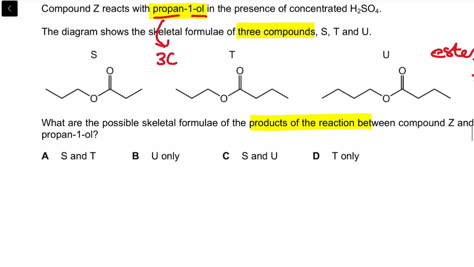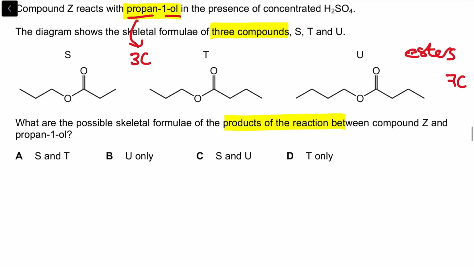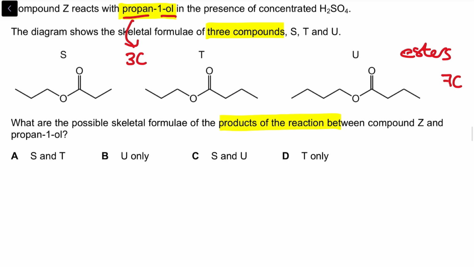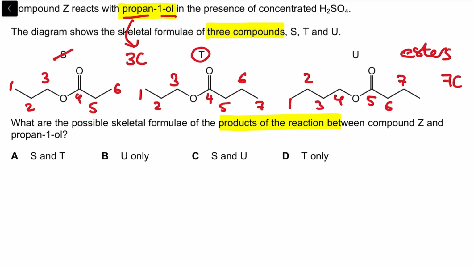Now remember, the vertices of each line on a skeletal formula represent a carbon atom bonded to other H's. So in S there's 1, 2, 3, 4, 5, 6, so it can't be S. In T there's 1, 2, 3, 4, 5, 6, 7, so it can be T. And in U there's 1, 2, 3, 4, 5, 6, 7, 8, so it can't be U. Therefore the answer must be D.